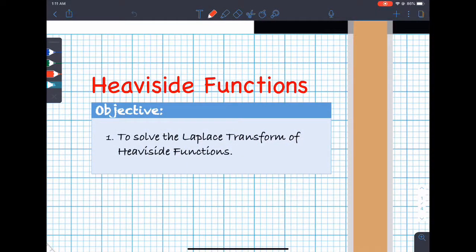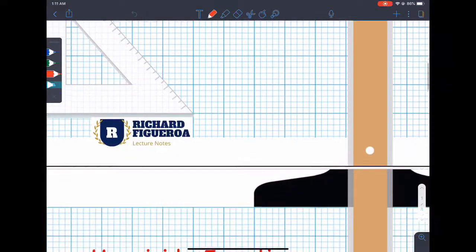So, good day once again. We are now under the topic about Heaviside functions. Particularly, we will be finding the Laplace transform of Heaviside functions at the end of this given presentation.